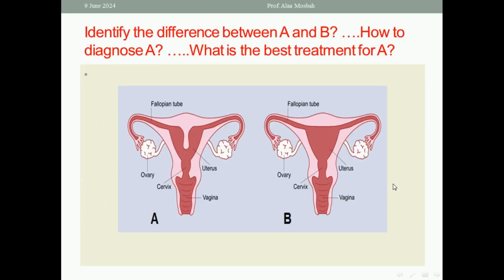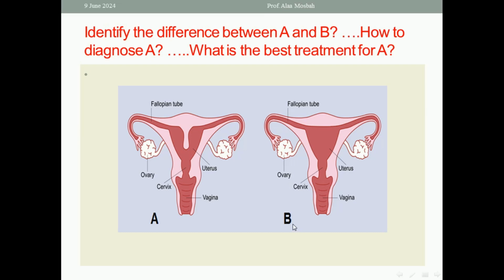Okay, look at this picture, please. Identify the difference between A and B. In A, there is a septate uterus here. B is a normal uterus and genital organ. So the abnormality in A is septate uterus. How to diagnose septate uterus? By visualization directly via hysteroscopy or by hysterosalpingogram. Okay.